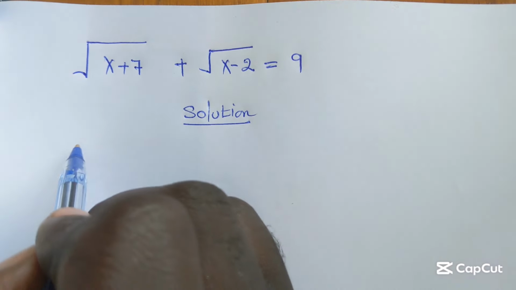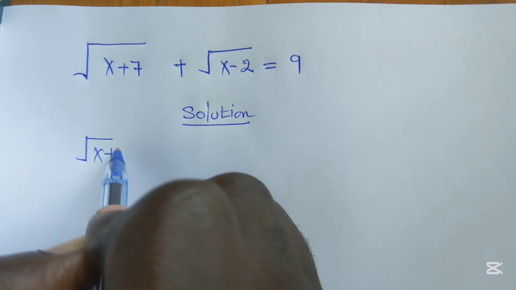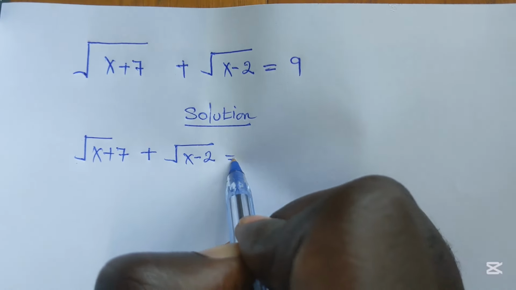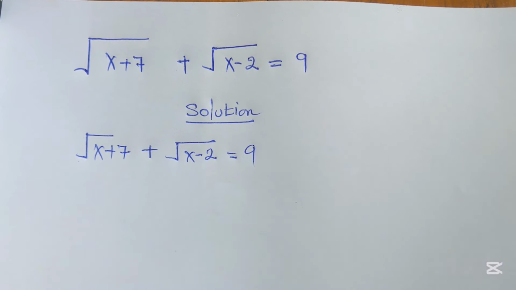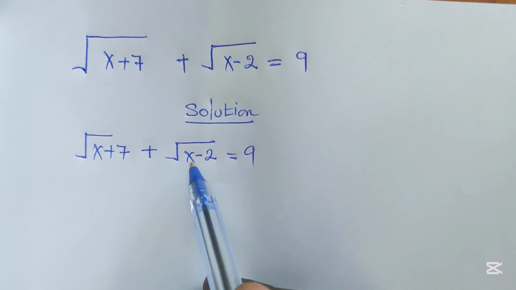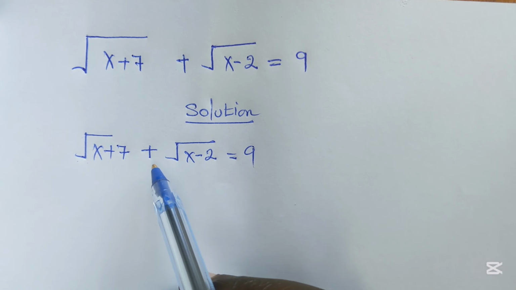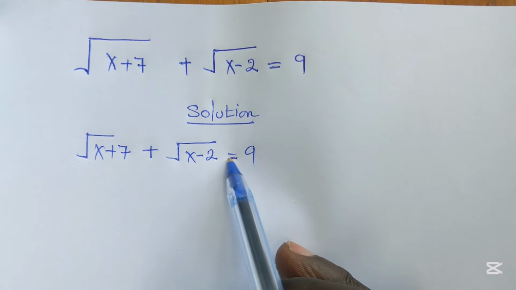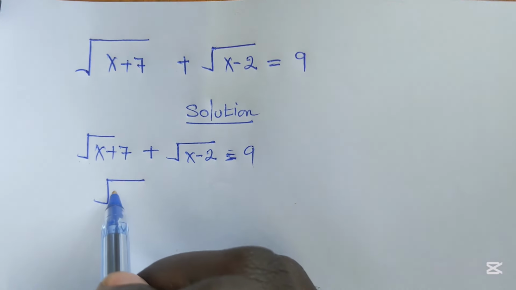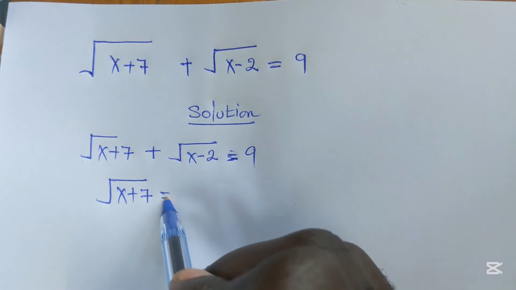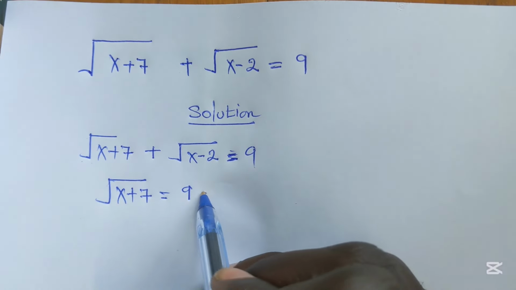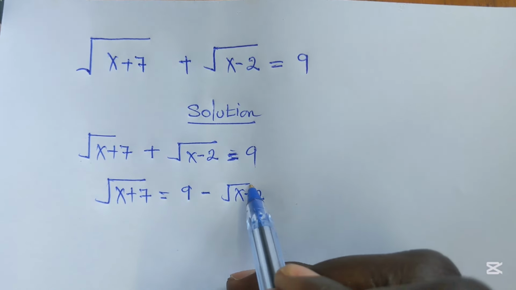Hello everybody. Here we have to solve the equation: square root of x plus 7, plus square root of x minus 2, equals 9. By solving this equation we can find x. We have to move one term to the other side of the equal sign, so that square root of x plus 7 equals 9, then minus square root of x minus 2.